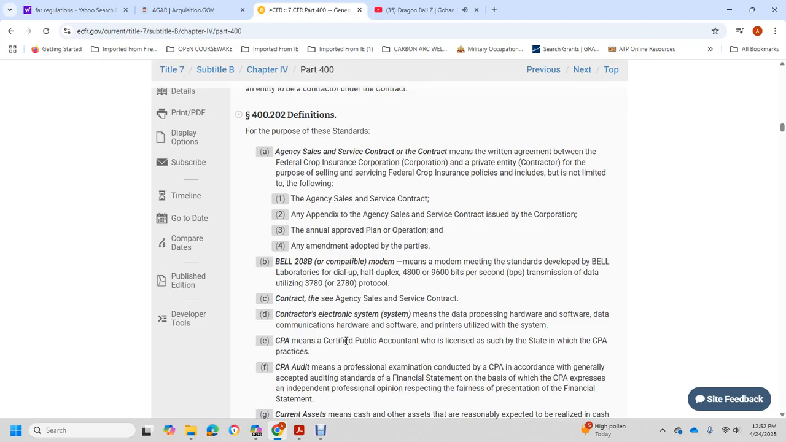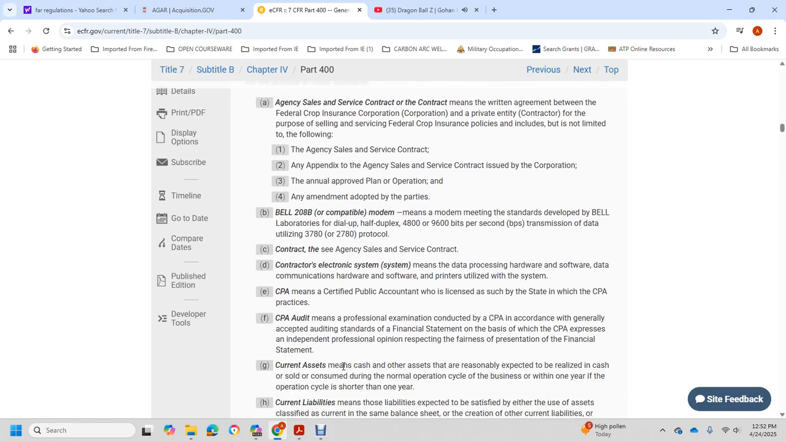CPA, a certified public accountant licensed with the state to practice. Certified public accountant audit means the professional examination conducted by the CPA in conformity with generally accepted auditing standards of the financial statement, the basis for the CPA's independent professional opinion with respect to the fairness of presentation of the financial statement.